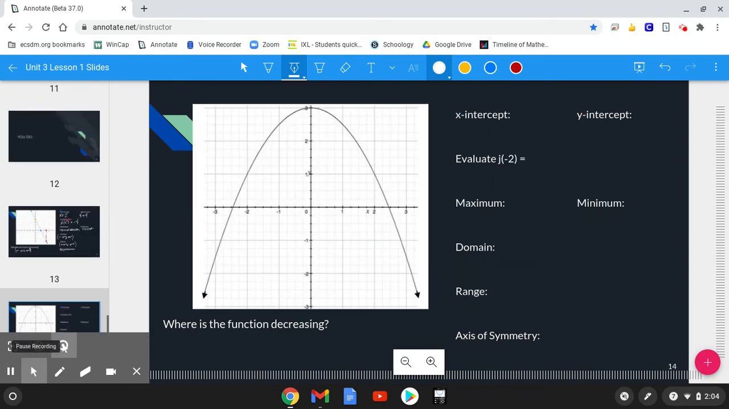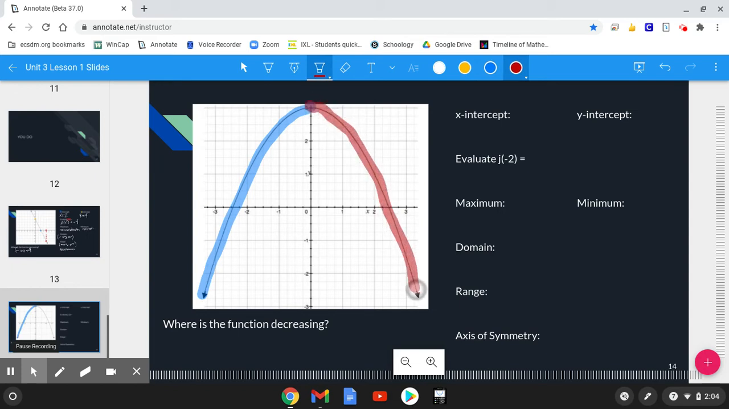Where is the function decreasing? We're looking for where the function is going down. Notice from here to the end, up here it's going up, and then all of a sudden it starts to go down. So where is it decreasing? From 0, and then it'll keep decreasing until it reaches infinity. 0 to infinity.